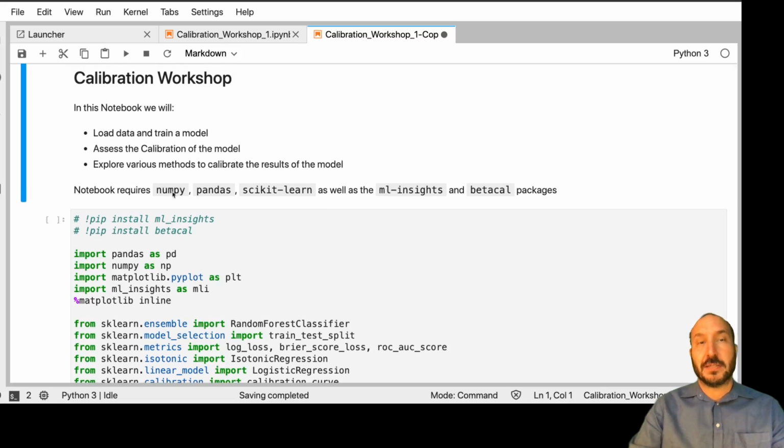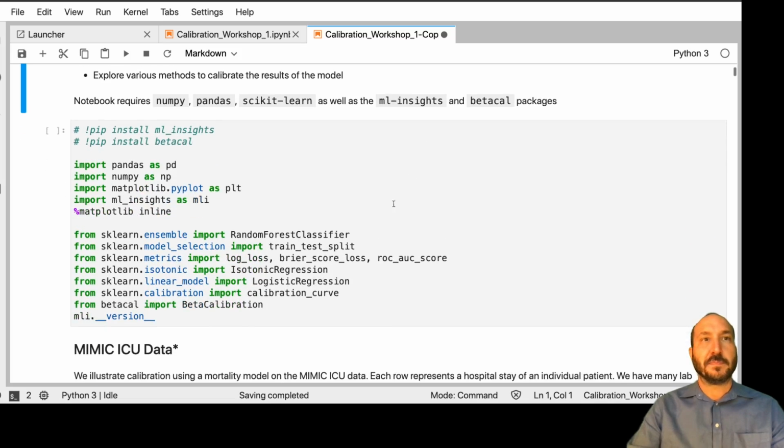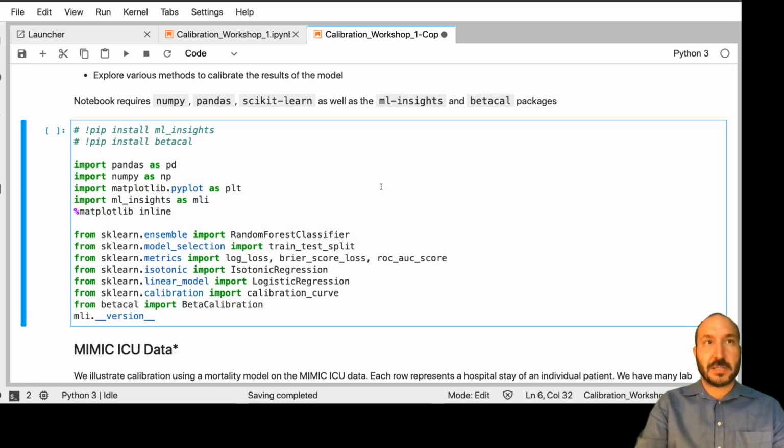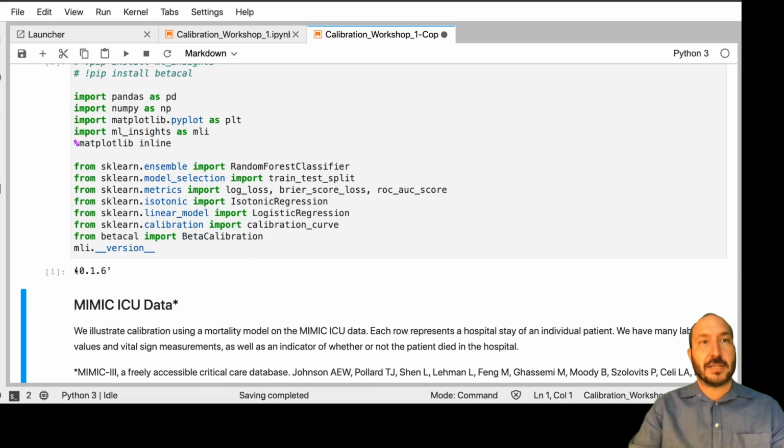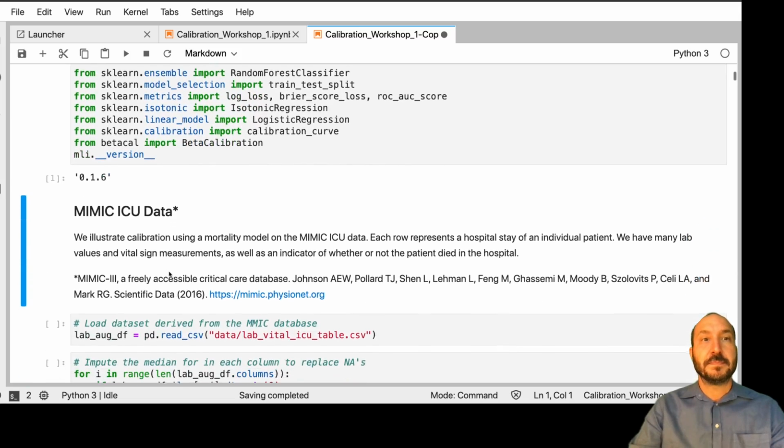This notebook requires NumPy, Pandas, scikit-learn. Most people should probably have those installed in the environment they work in. And then you'll also need the ML Insights package and the BetaCal package. So let's get started. Just do a bunch of imports. Please check that your ML Insights version is at least 0.1.6.